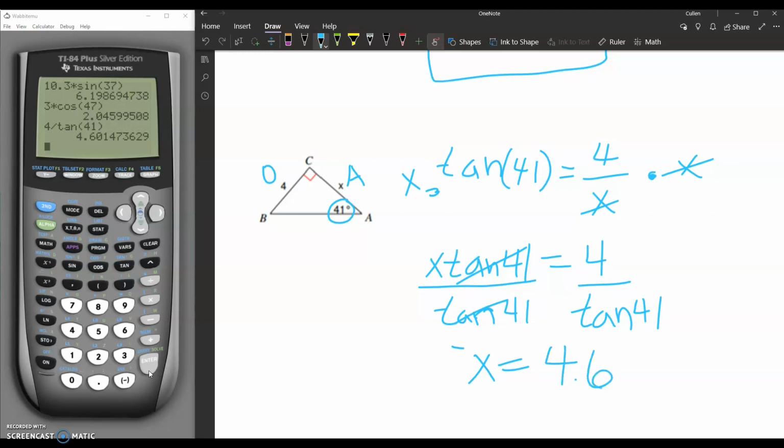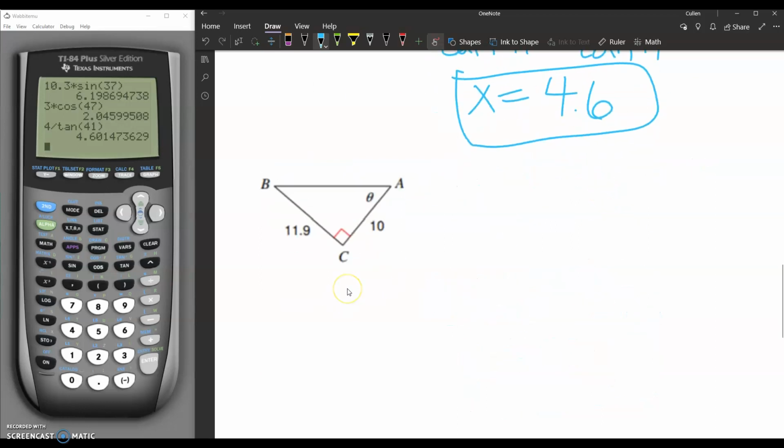Alright, so let's scroll down. That's a little bit different when the x is on the bottom, but make sure you keep what goes on top straightforward, otherwise that's an easy mistake that you can make. And you do that just by following the ratios you make. This was opposite over adjacent, so in our fraction we did opposite over adjacent.